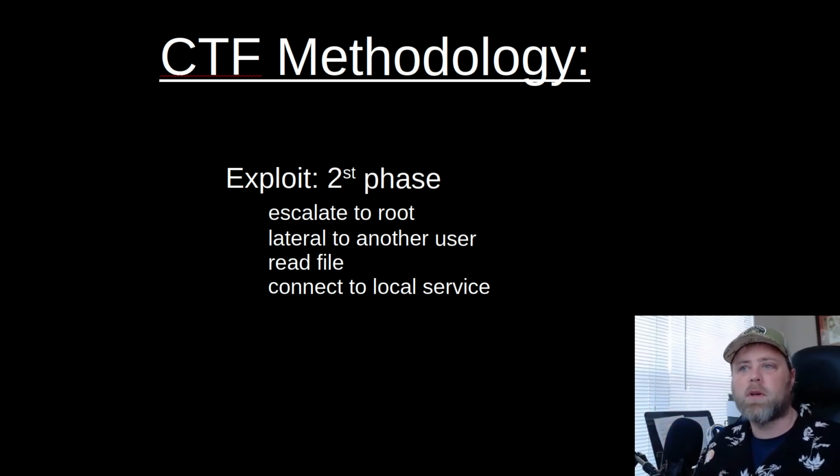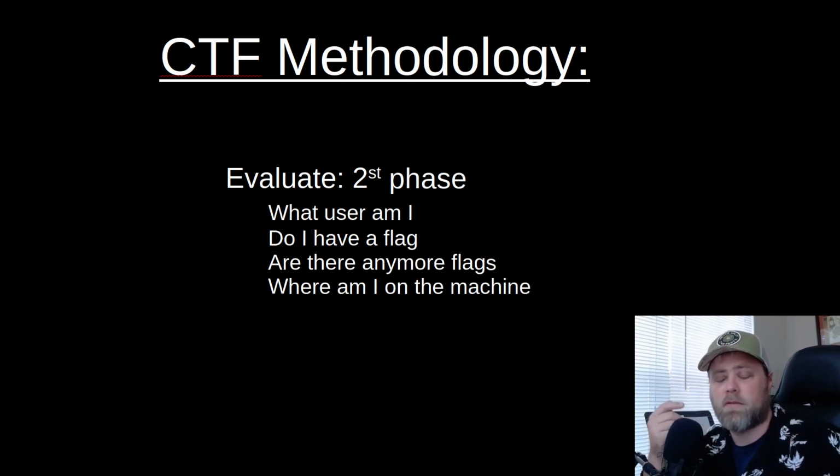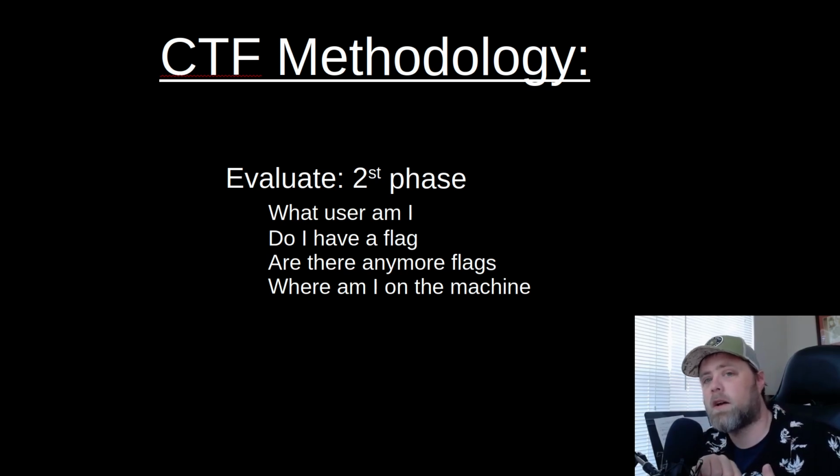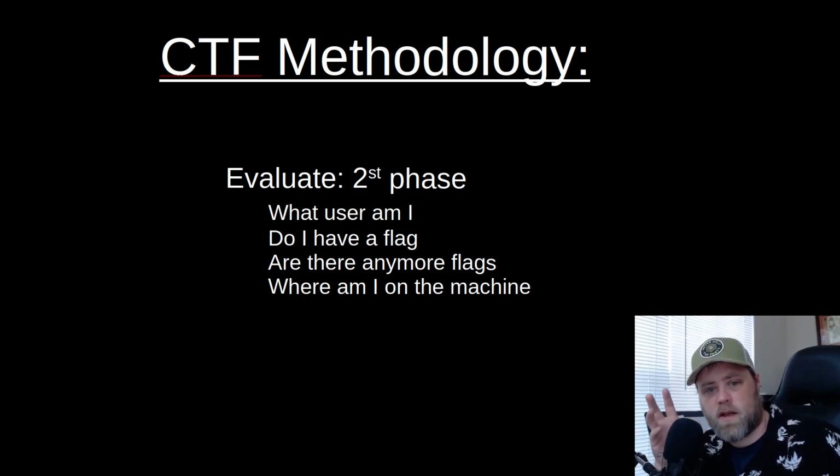And to figure that out, that's where we go into our second phase, evaluation. Again, what user am I? Did I successfully pivot to root, or did I laterally move to a user successfully? Do I have a flag? Like I said, some boxes have 3 or 4, some only have 2. So after your pivot, did you find another flag? Are there any more flags or targets to go after? And where am I on the machine? Again, that's so important, especially if you laterally move to another user. What all can that user see in their home directory?